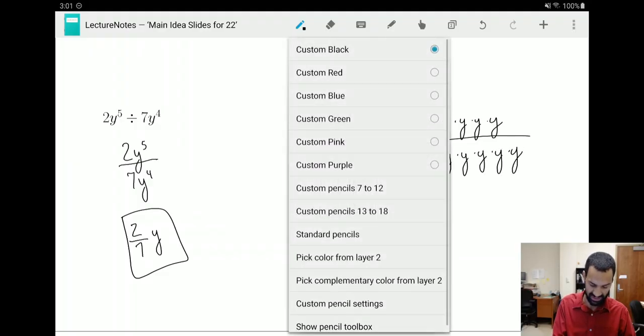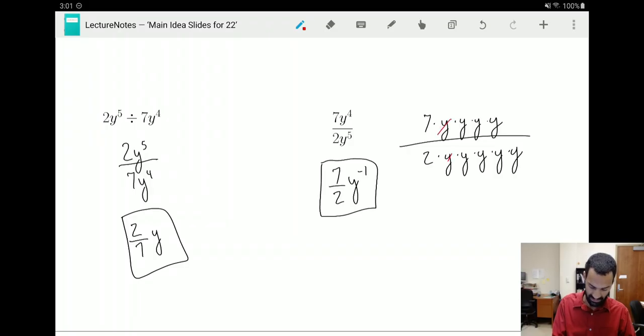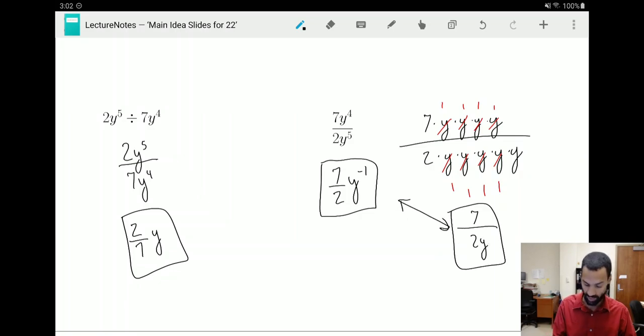Alright, so if I divided this out, those divide, give me 1s, those divide, give me 1s. I'm left with 7 on the top and 2y on the bottom. Okay, these two are equivalent. They mean the same thing. Okay, if you have a negative exponent, that just means it belongs in the denominator. Or it also means that if you have it in the denominator, it belongs in the numerator. Okay, so let's talk about that.